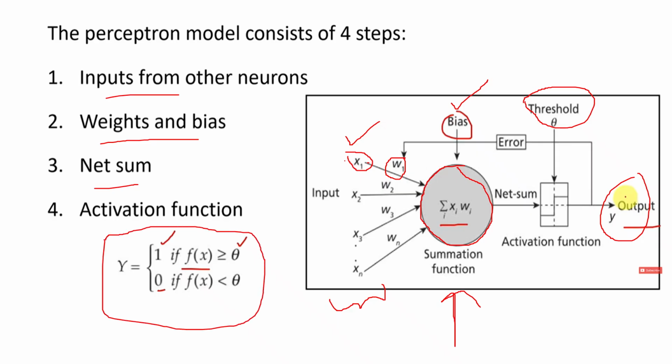So according to the description here, if the net sum that we get out of this neuron is greater than or equal to some threshold value theta, and in our case we are taking theta as 50, suppose the net sum is some value greater than 50, then you will get the output as 1. And if you get the net sum less than 50, then you will get the output as 0. So this is how a neuron works.